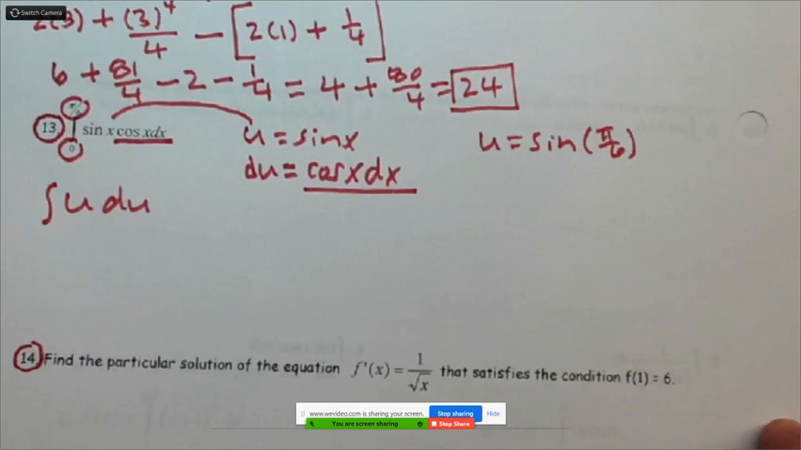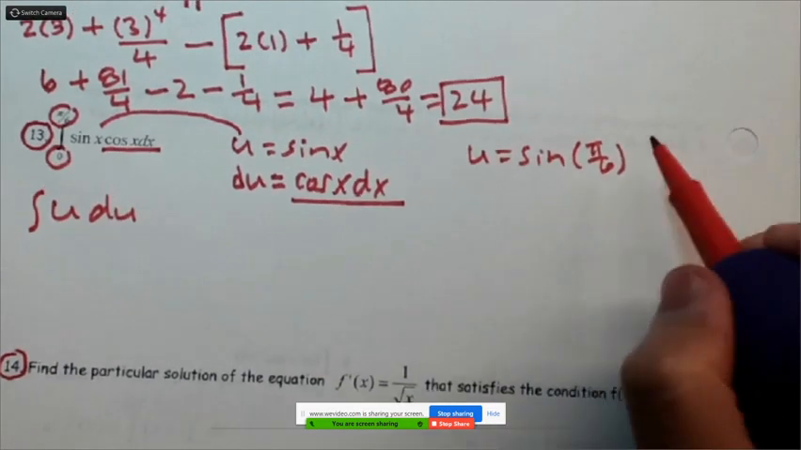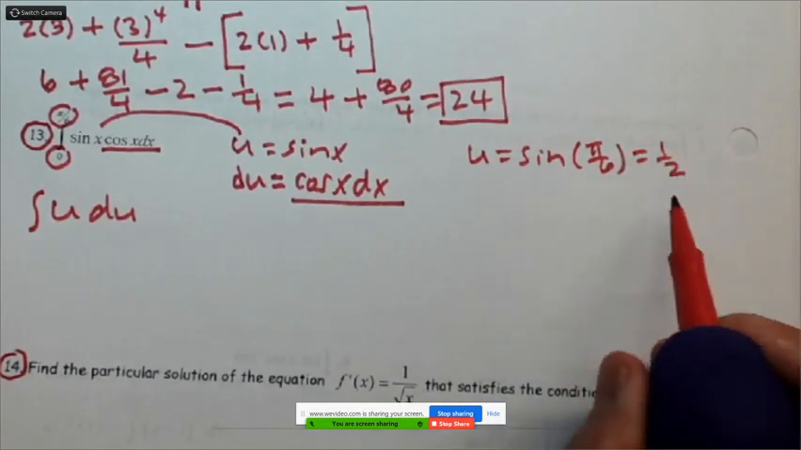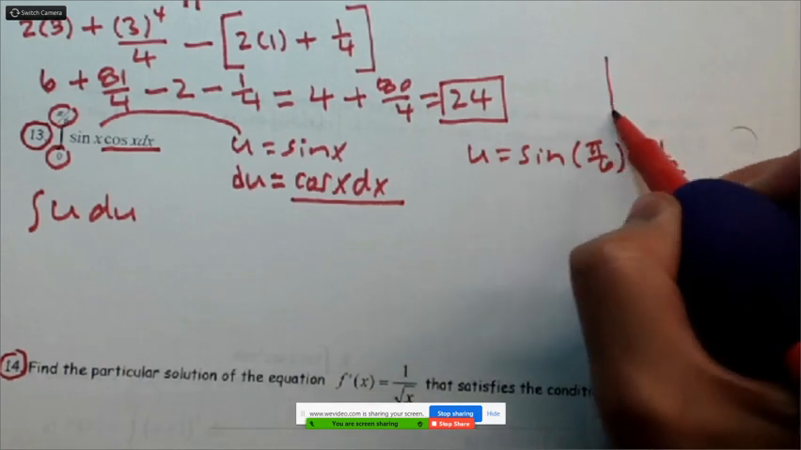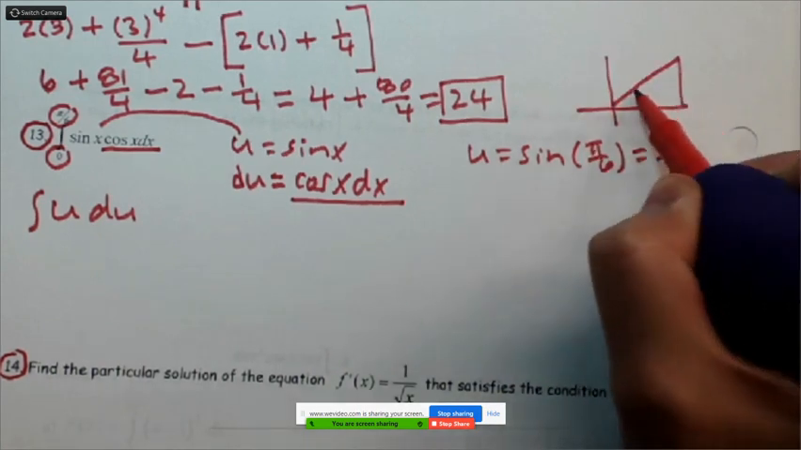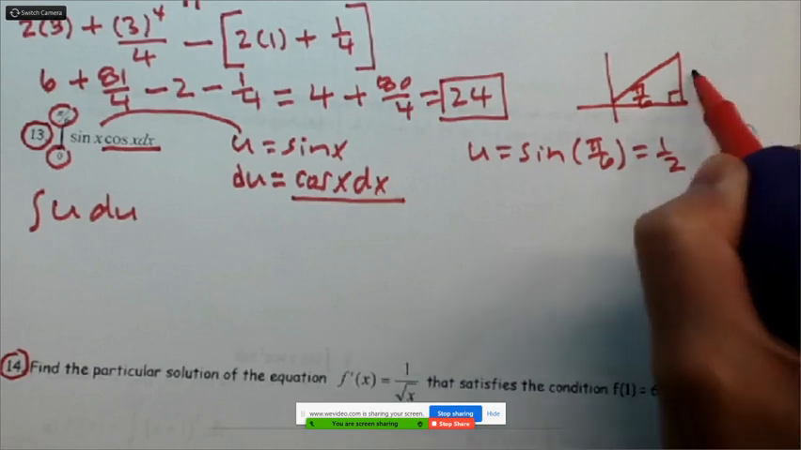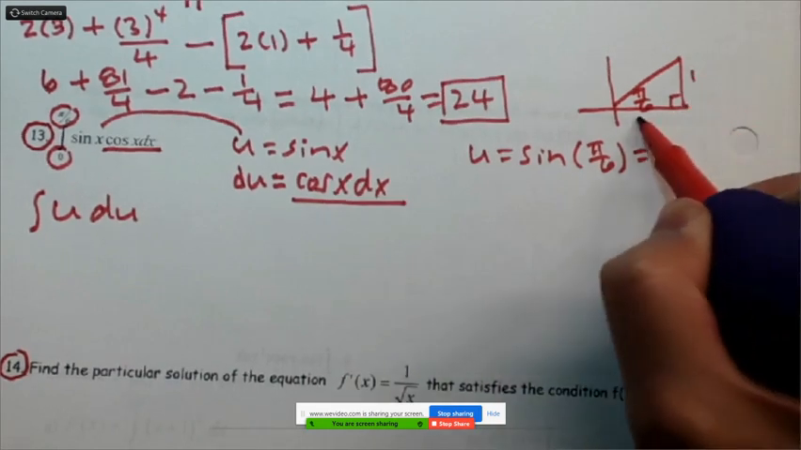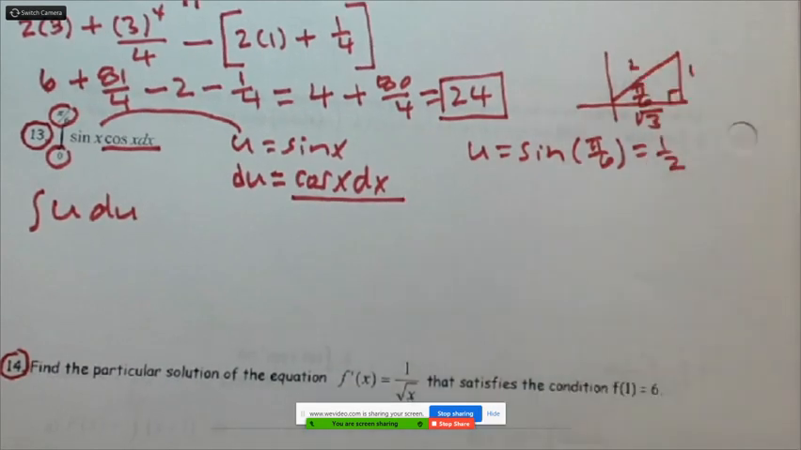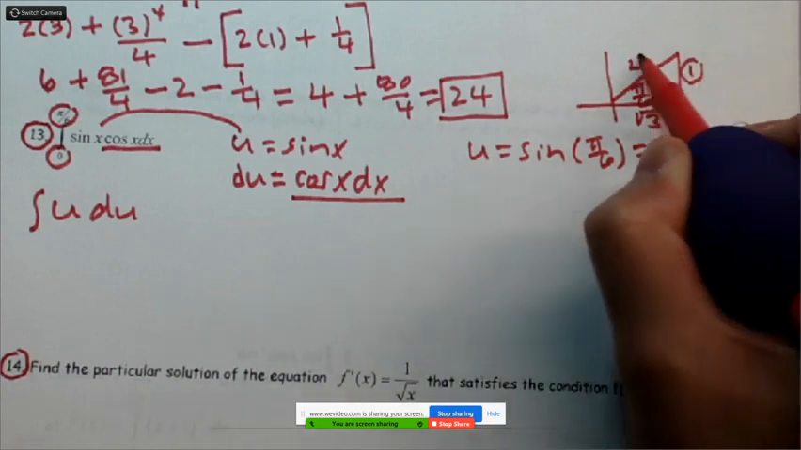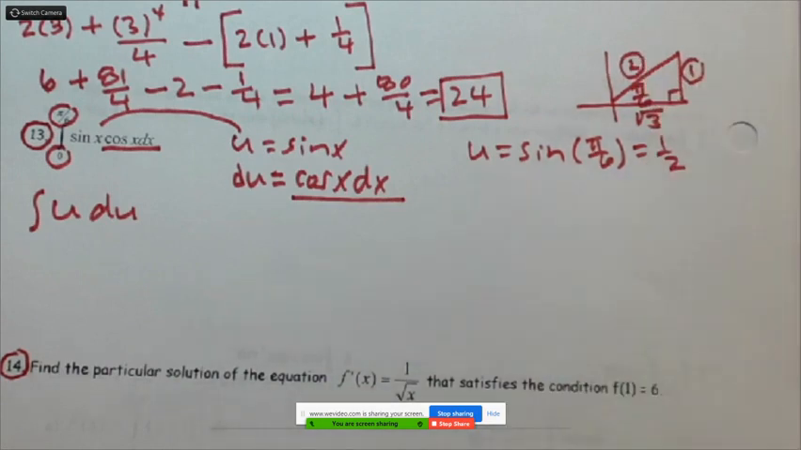Do y'all remember the sine of pi over 6? 1/2. Anybody need me to show you this? No problem. When I draw pi over 6, that's going to give us 30, 60, 90, which is 1, root 3, and 2. And sine is opposite over hypotenuse. And it is okay to draw the tedious part. Nothing wrong with it.